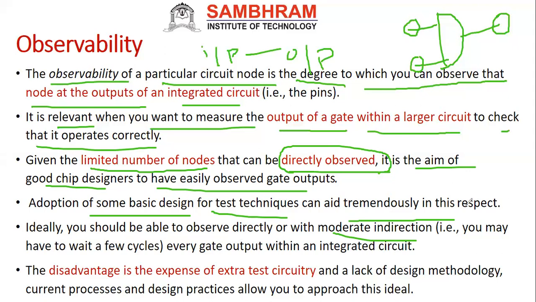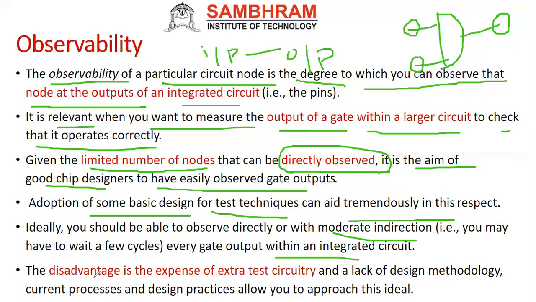So sometimes when you're working on a sequential circuit, we need to wait for a few cycles for every gate output within an integrated circuit. When you test a sequential circuit, you have to wait for each and every cycle. Or, for example, with memories, the data has to be read, fetched, and the instructions executed, so at that time we need to wait for a few cycles. So I can say every gate output within an integrated circuit.